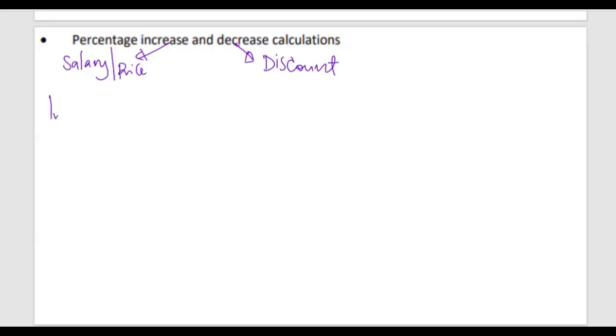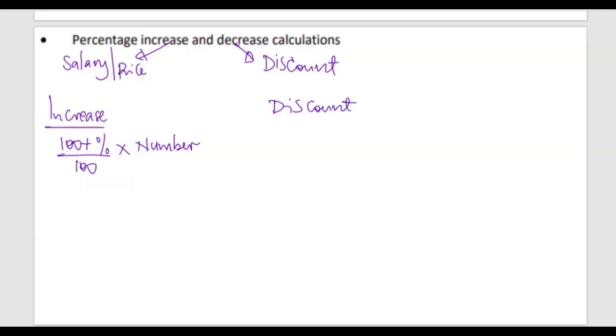When you're increasing, please always take 100 plus the percentage at which you're going to increase with, divided by 100 again, times the number that you are increasing. Then when it comes to discount, it simply means it's going to be reduced. So always take 100 minus the percentage at which it's decreased over 100, times the number that is being decreased.